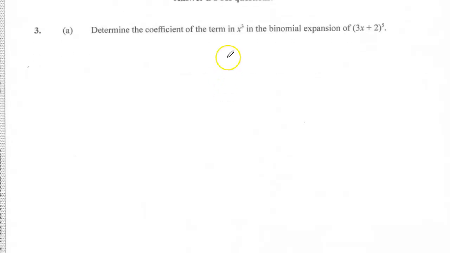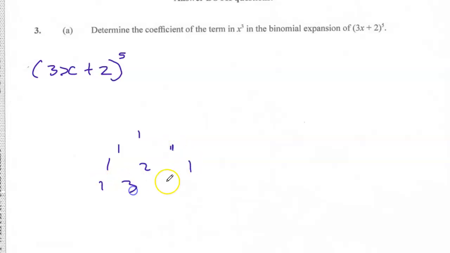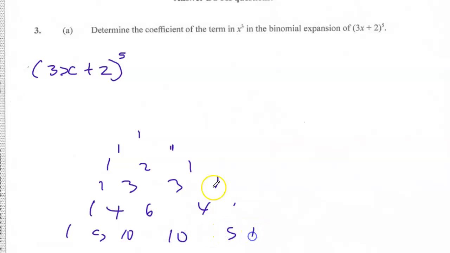Determine the coefficient of the term in x cubed in the binomial expansion of (3x + 2) to the power of 5. So we're doing the expansion (3x + 2)^5, and we only want the term in x cubed. Let's look at the coefficients using Pascal's triangle: 1, 1 1, 1 2 1, 1 3 3 1, 1 4 6 4 1, and for the fifth power 1, 5, 10, 10, 5, 1.